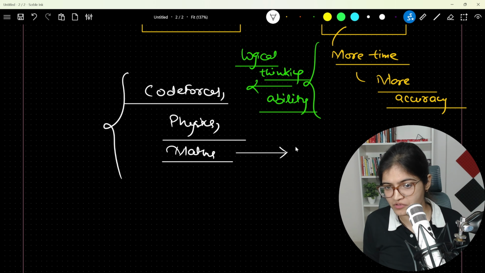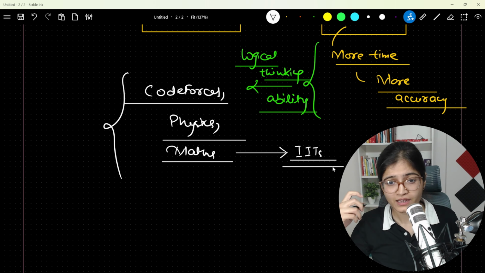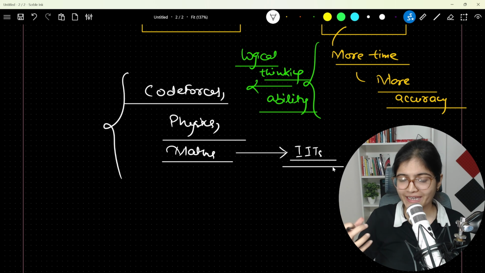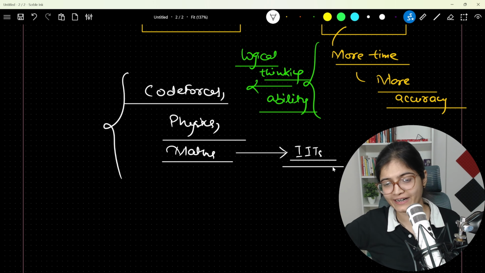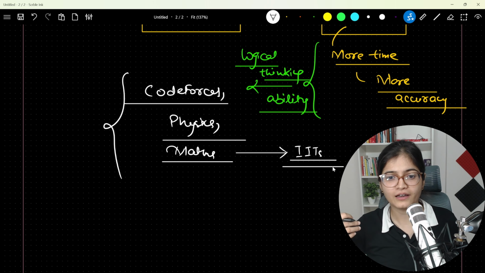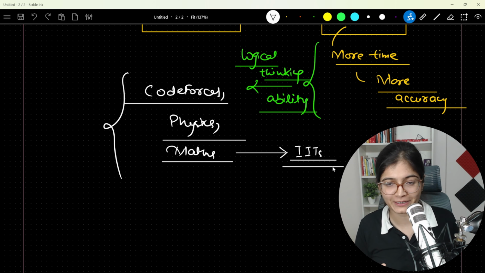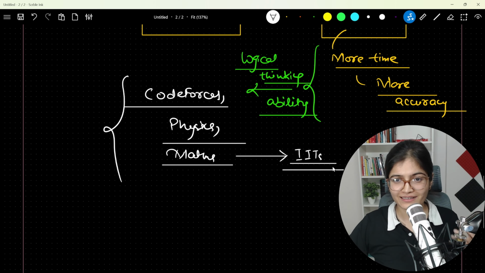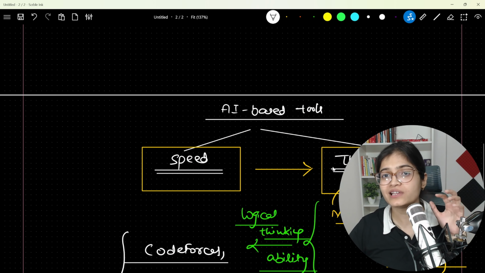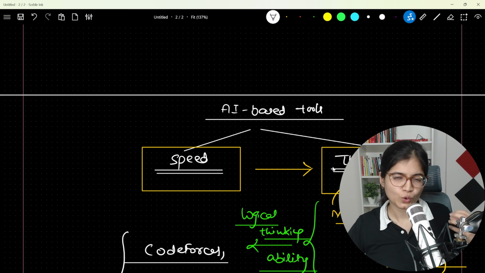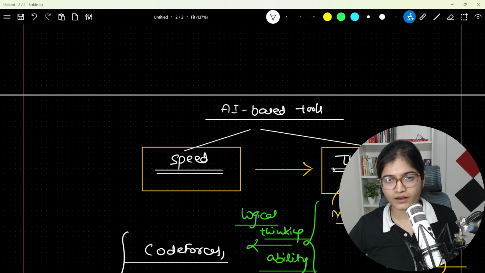In any of the entrance exams, specifically if I talk about IITs, you will be able to observe that they usually prefer the candidate who has great critical thinking ability. And this is where I think AI-based tools are lagging so far. That is why they won't be able to perform great, even though they are giving us results in very little time.